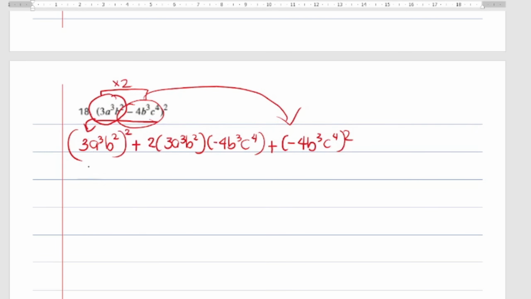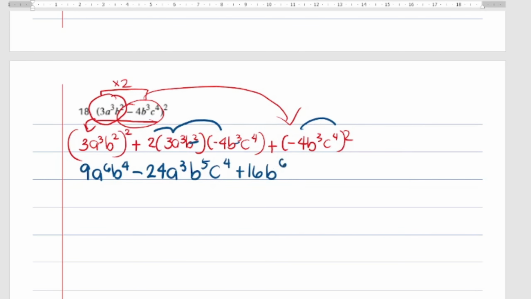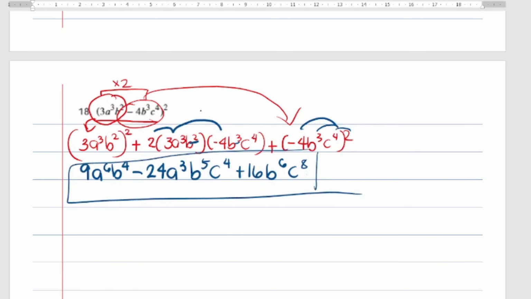So simplify. That's 9 a raised to 6, b raised to 4. 2 times 3 times negative 4 is negative 24. a cubed. Here, add the exponents. b raised to 5, c raised to 4. Then positive 16, b raised to 6, c raised to 8. So, power of a power, multiply the exponents. If you are just multiplying common variables, again, just add the exponents.